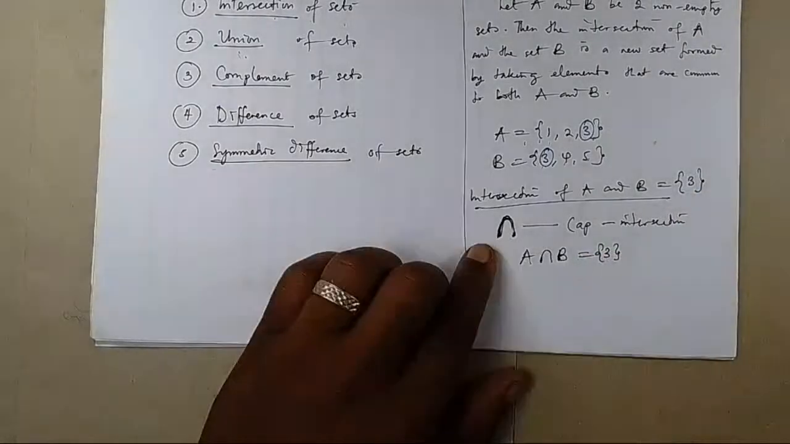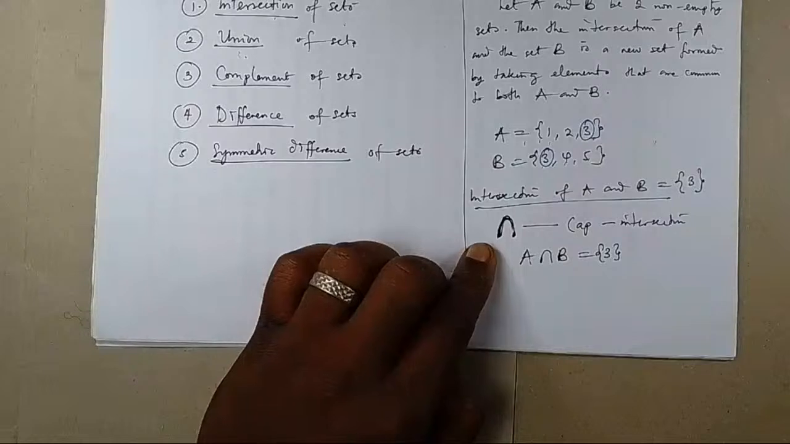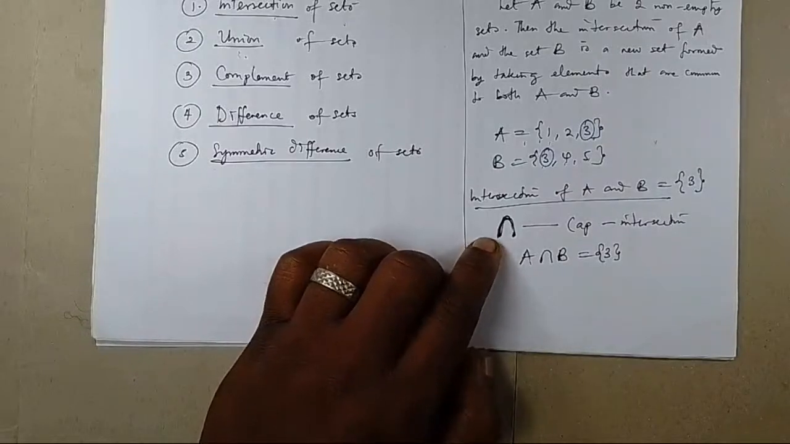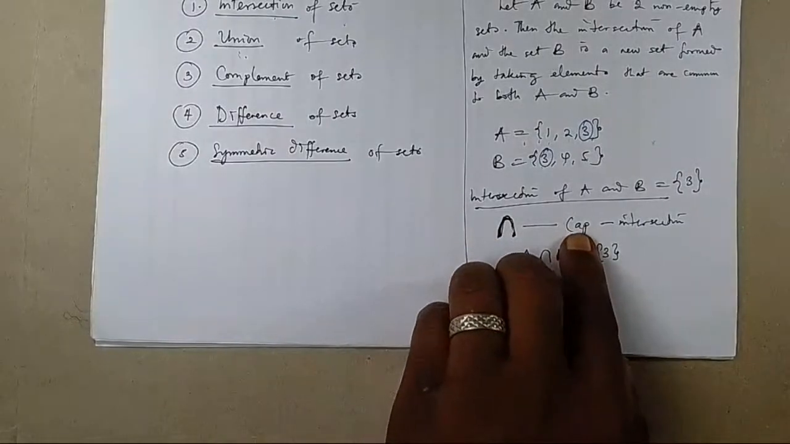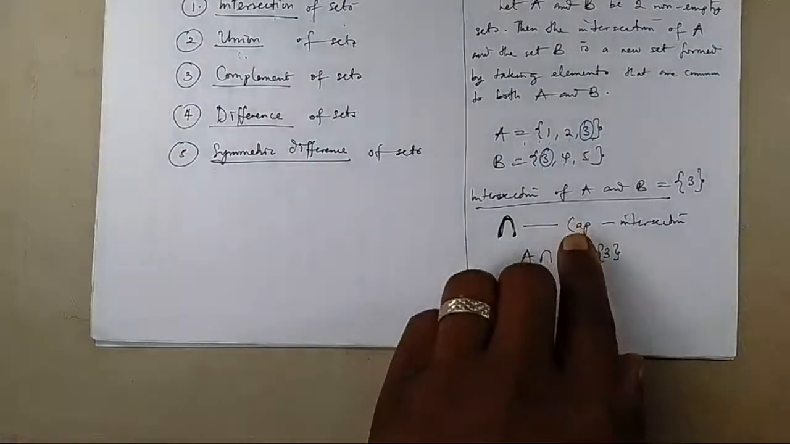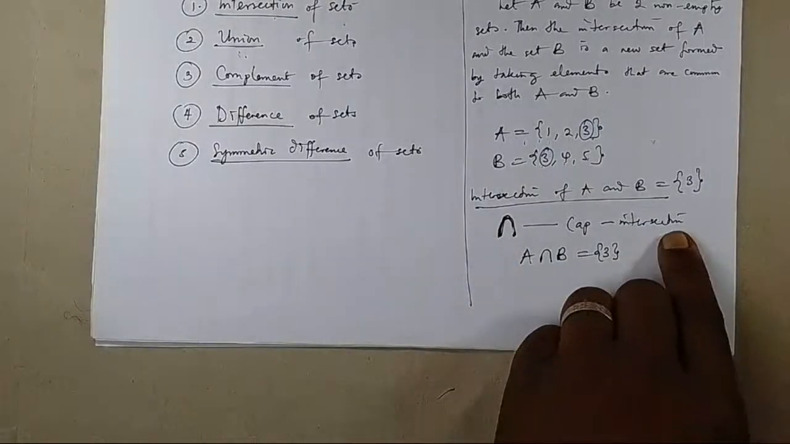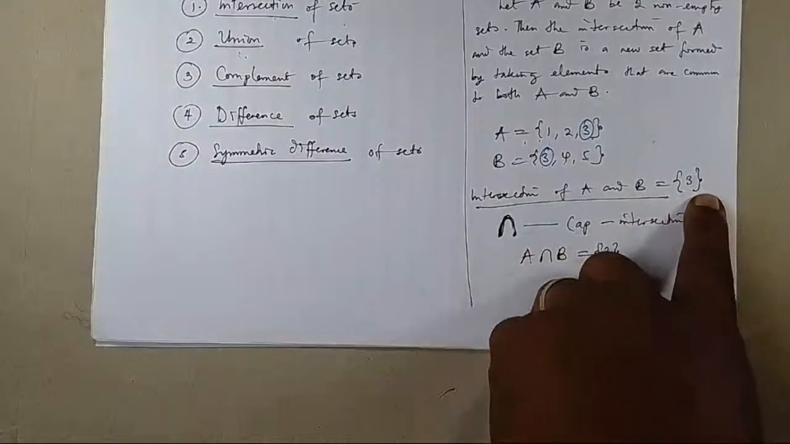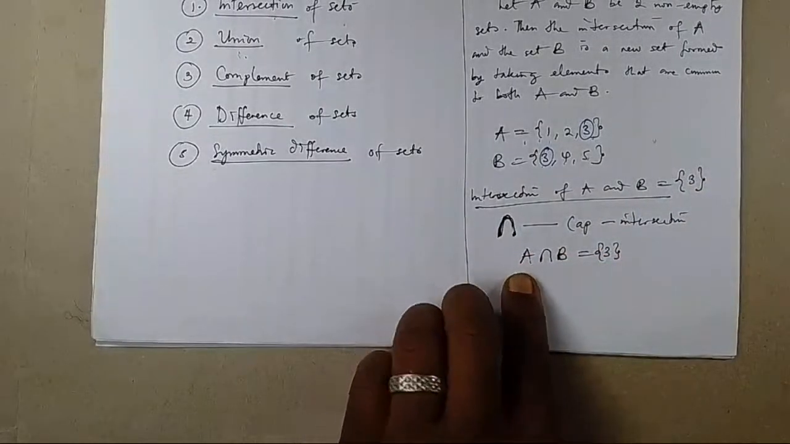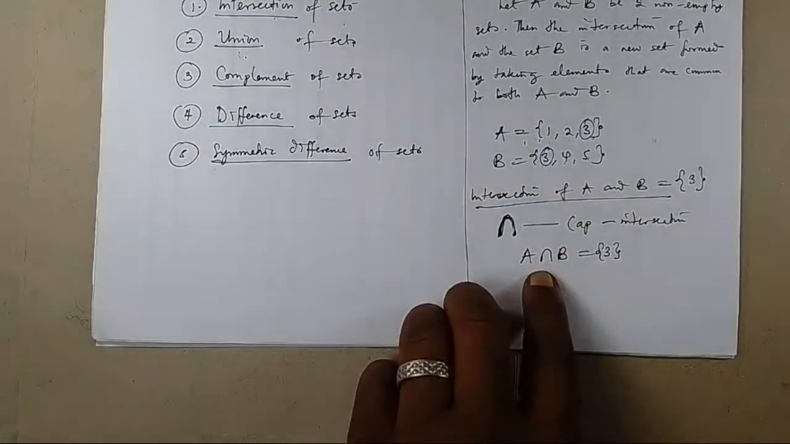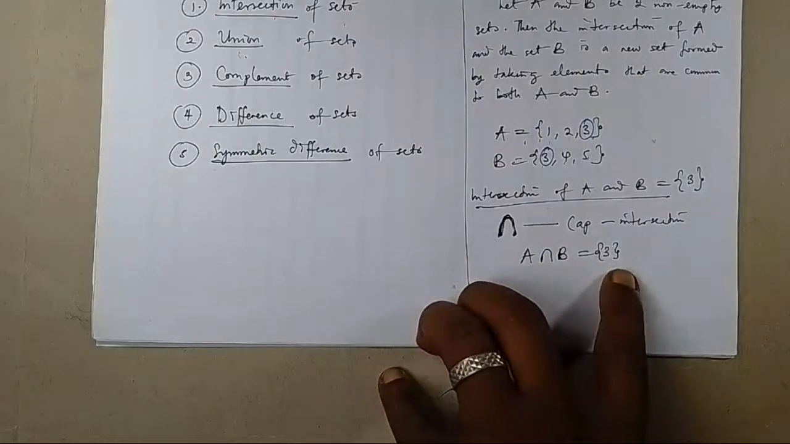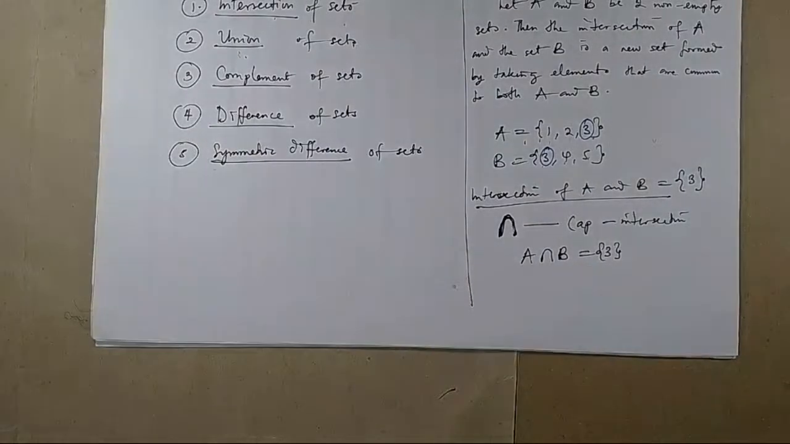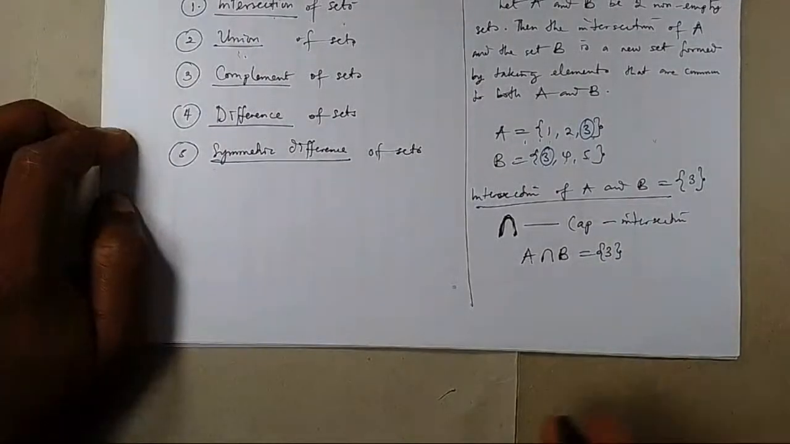Now, what symbol do you use to represent the intersection operation? It is this symbol I'm pointing at. And what is the symbol called? It is called cap. So we use the cap symbol to represent intersection. As such, instead of saying intersection of A and B equals 3, what we rather use is to say A cap B is equal to 3. Now, that is one example.